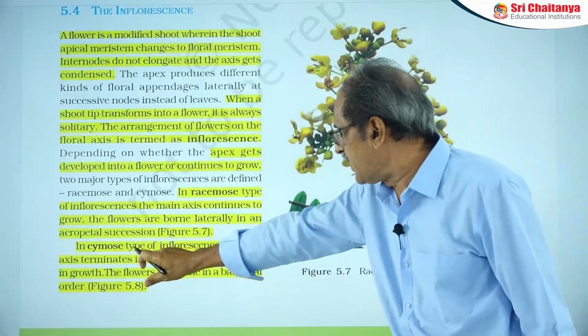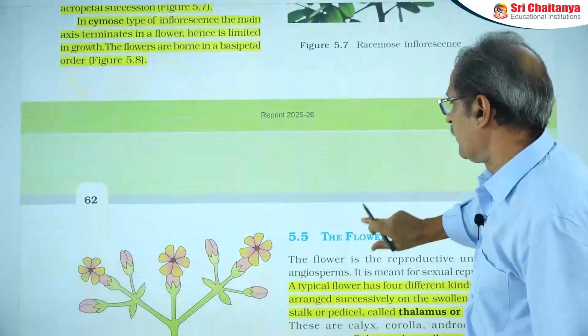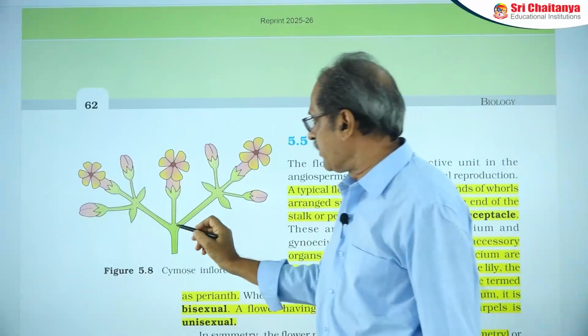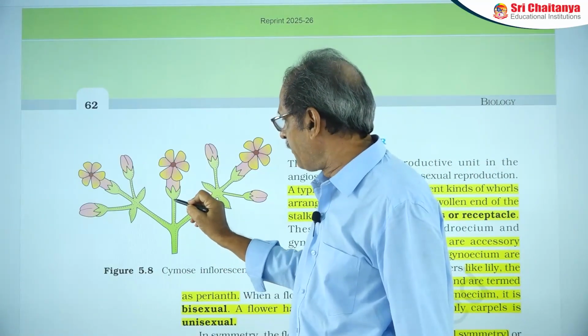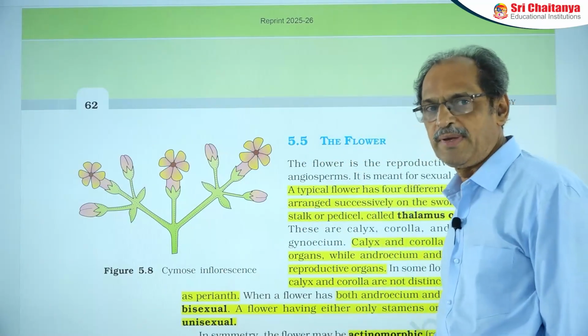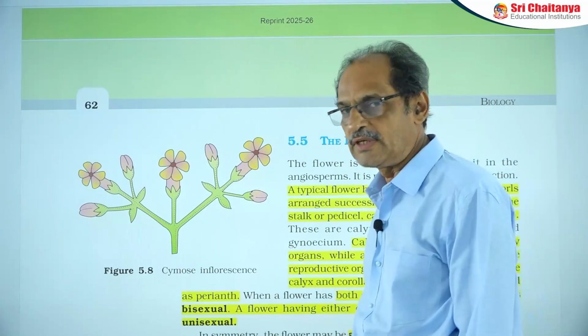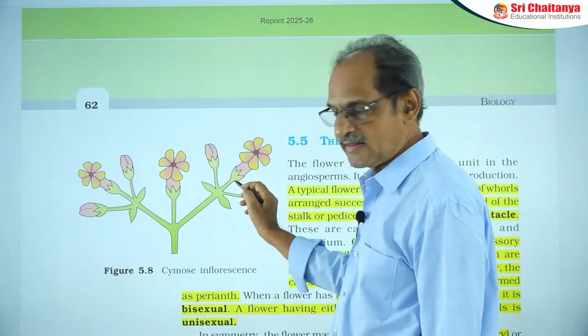Second one is the cymose type of inflorescence. So, what does cymose type of inflorescence mean? The peduncle shows a definite growth. What is the meaning of definite? The tip is modified into a flower directly. The tip is modified into a flower. Again, branches arise which also produce the flowers like this.